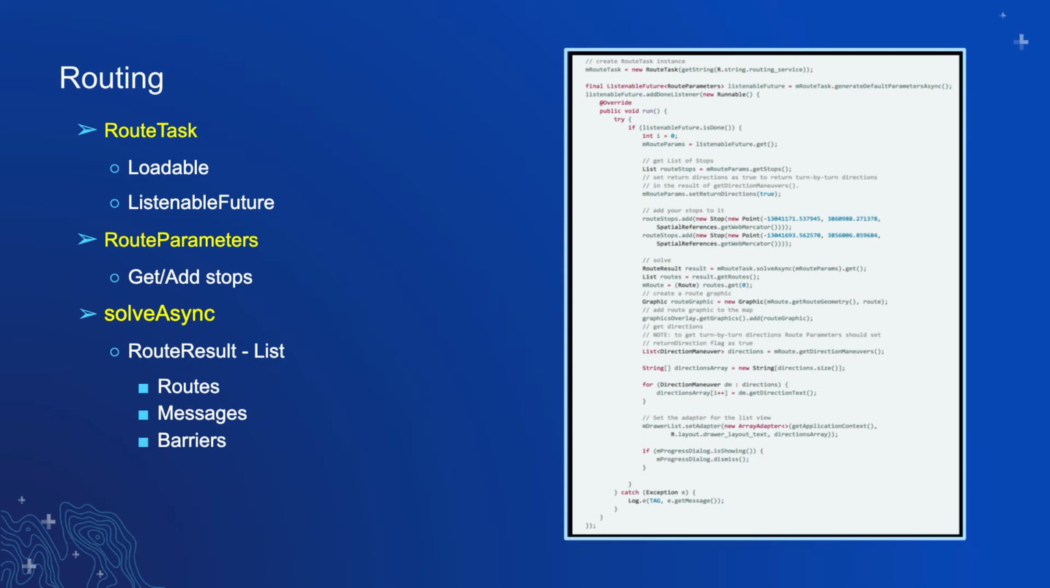We're also seeing routing in the Maps app. The Maps app uses the route task to do the routing. Similar to the locator task, the route task has the same pattern. It's also loadable, and you can set route parameters on this route task, which you construct from either a service or a route dataset stored on your device. And after solving the route asynchronously, you can get the result back.